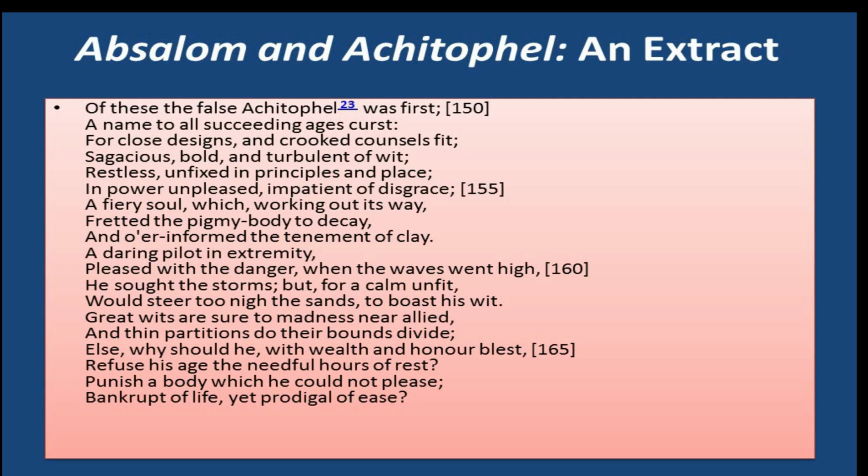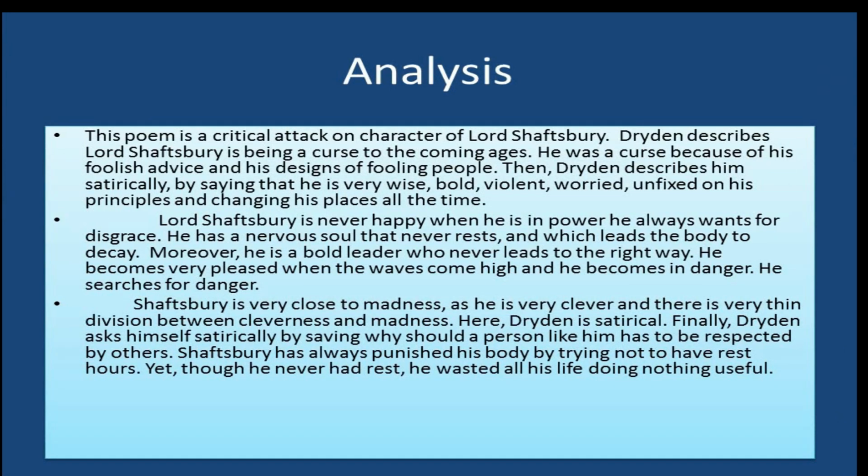It's full of rhetorical questions which attract the attention of the reader and express the astonishment of the poet. The poem is a critical attack on the character of Lord Shaftesbury. Dryden describes this person as being a curse to all the coming ages. He was a curse because of his foolish advice and his designs or schemes of fooling people. Then Dryden describes him satirically by saying that he is very wise, bold, violent, worried, unfixed on principles, and changing his places all the time.